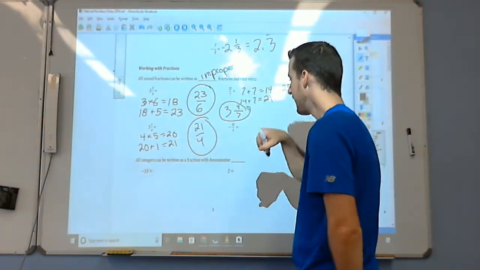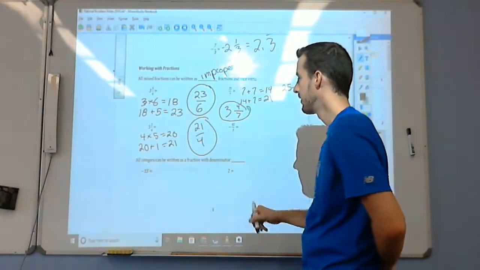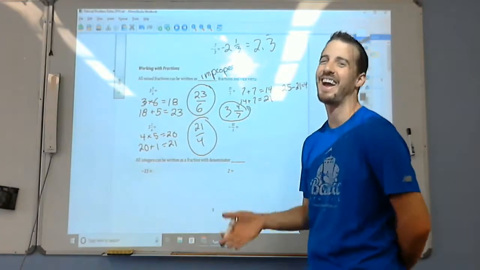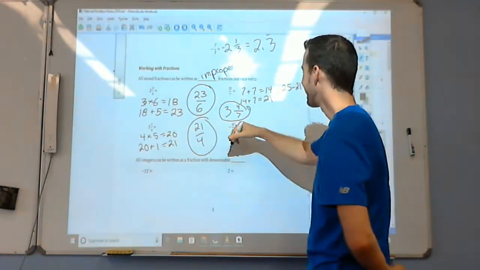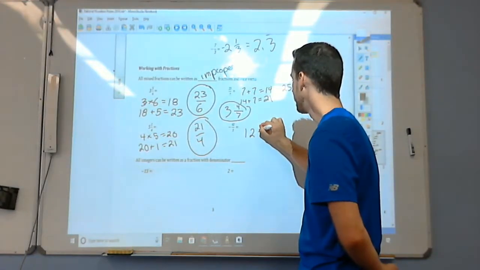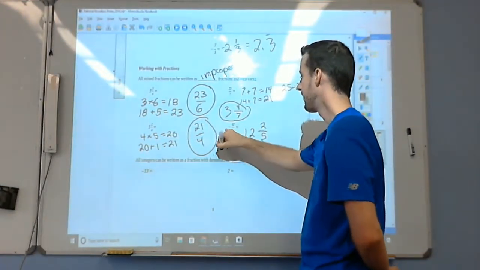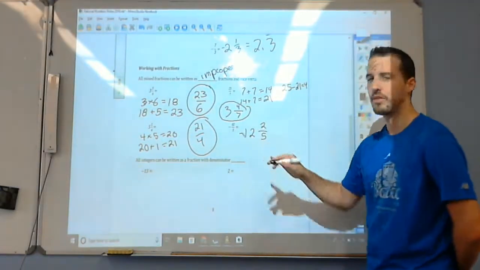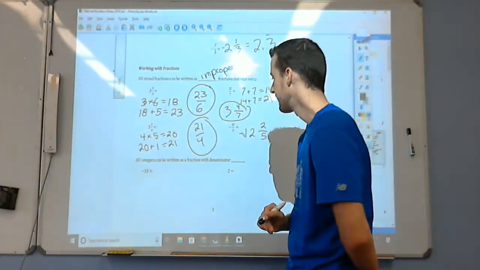And last time here, 5 goes into 60. How many times? Oh yeah, you guys can't answer. It goes in 12 times. So we have 12 wholes. The remainder is 2 over 5. And we still have the negative, so that doesn't change. You can add it to the whole number or the fraction. Either one will work. Okay.